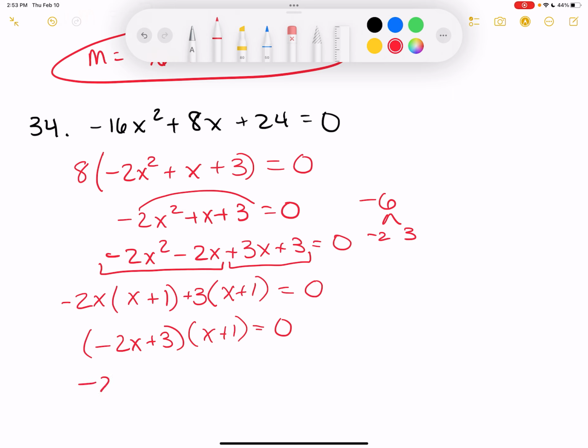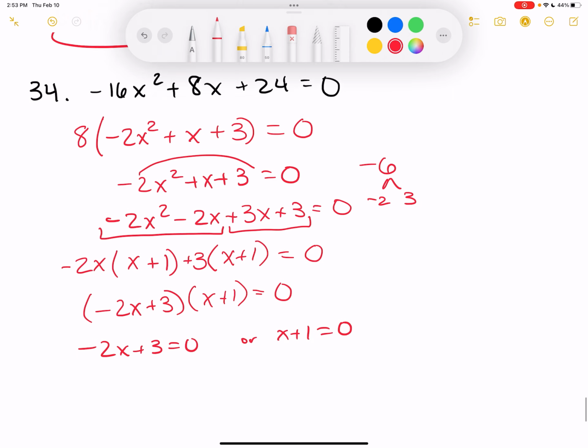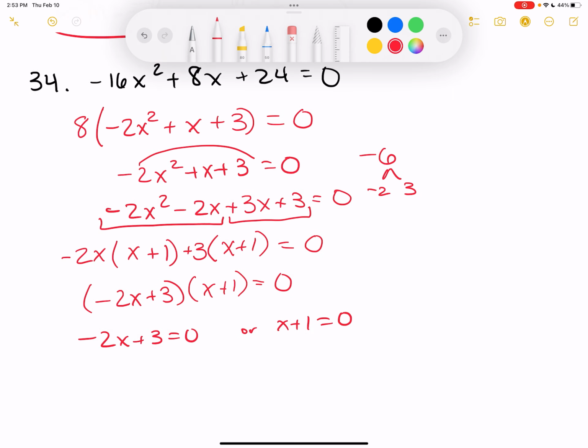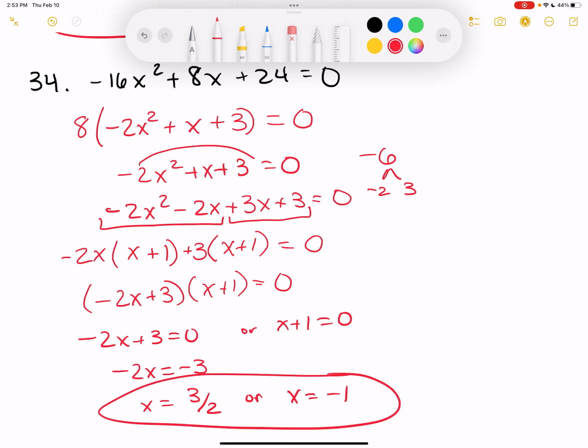Set each piece equal to 0. Negative 2x plus 3 equals 0, or x plus 1 equals 0. So subtract the 3. Negative 2x equals negative 3. Divide by negative 2. Negative divided by negative becomes positive, so x equals 3 over 2. Or subtract the 1 on the other one. x equals negative 1.